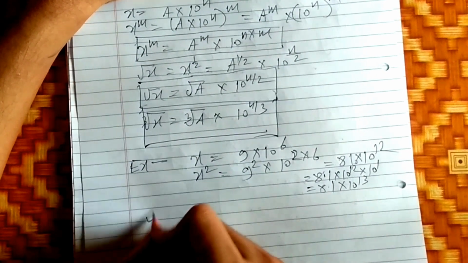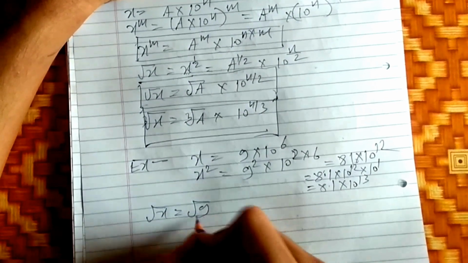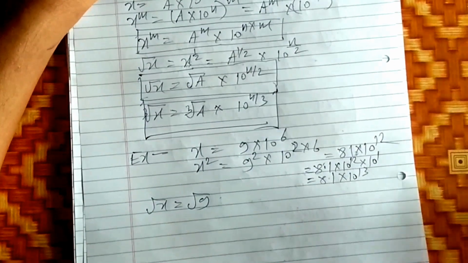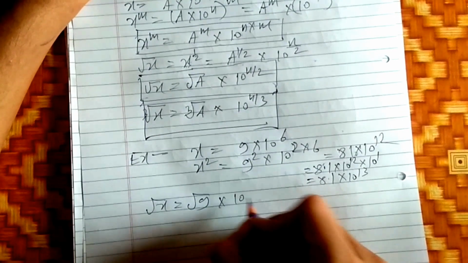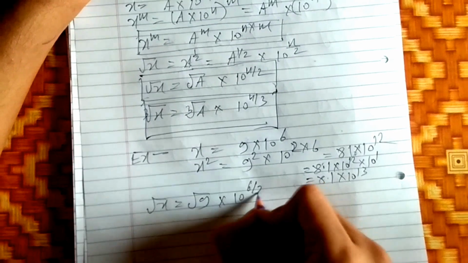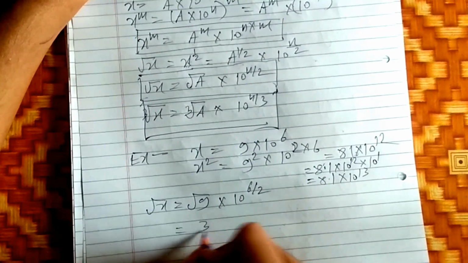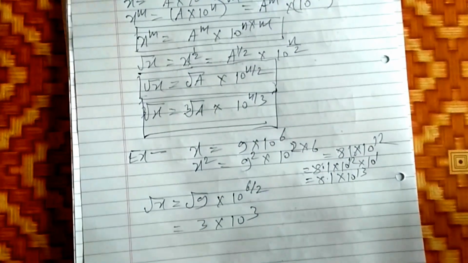Now if there is root x, then it will be under root of 9 into 10 to the power 6 by 2, which will be 3 into 10 to the power 3. Clear?